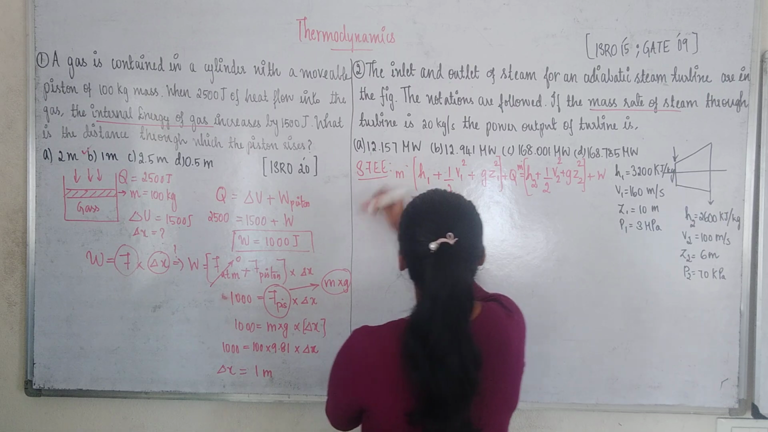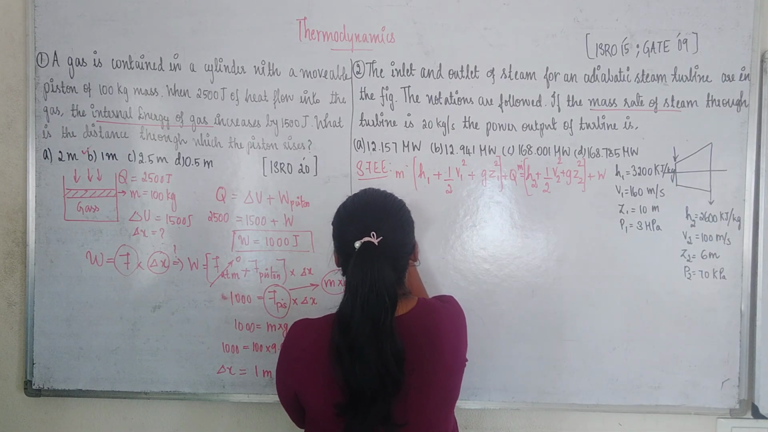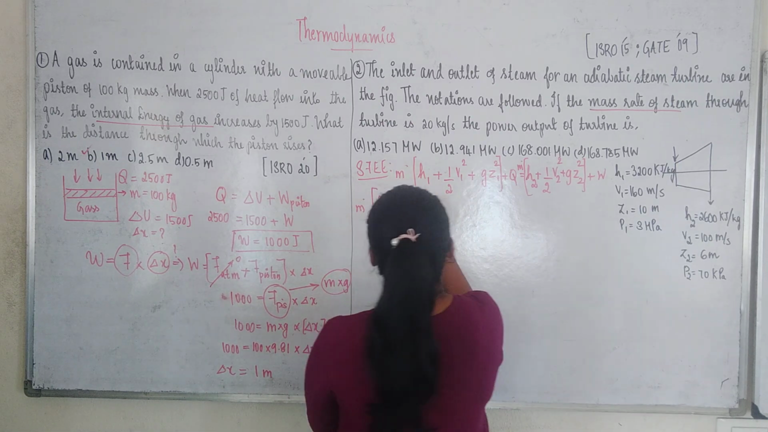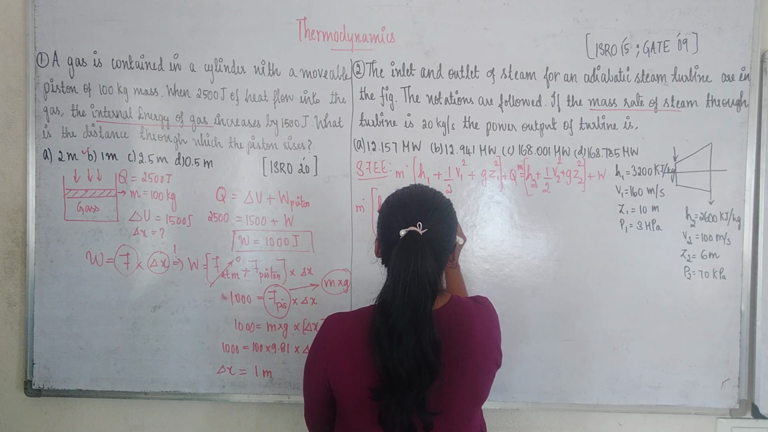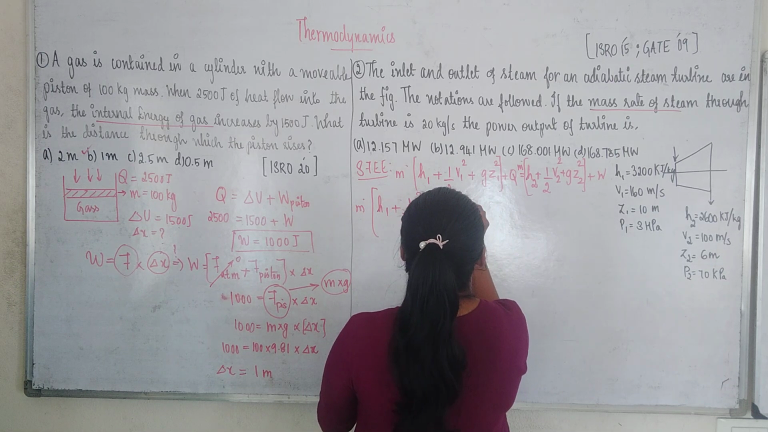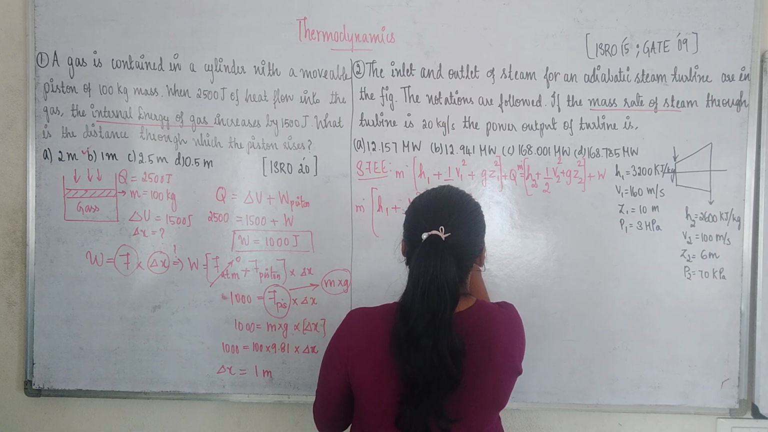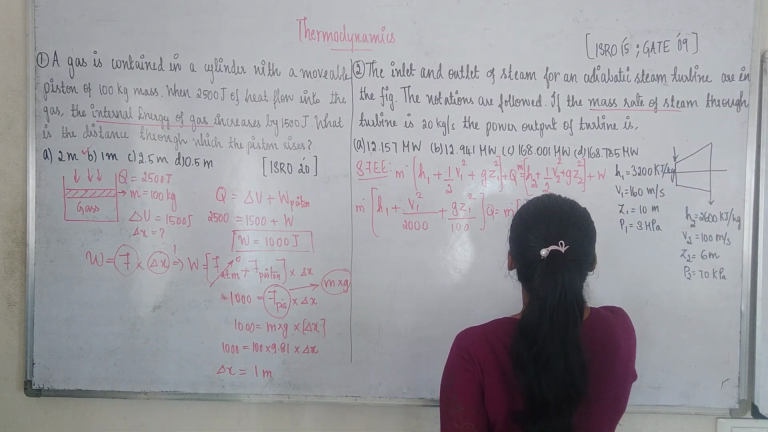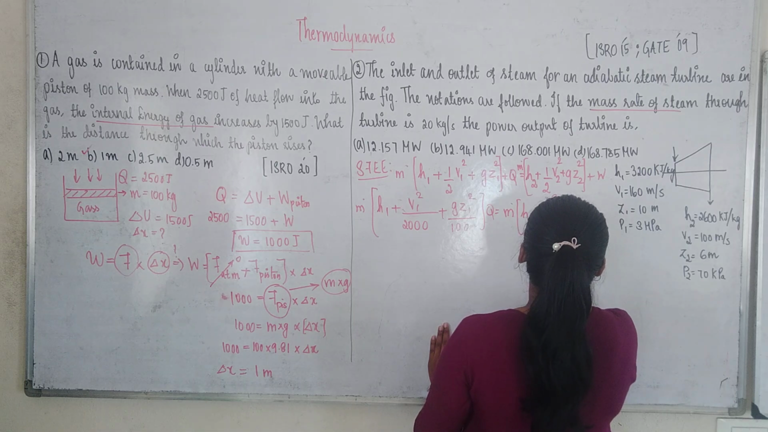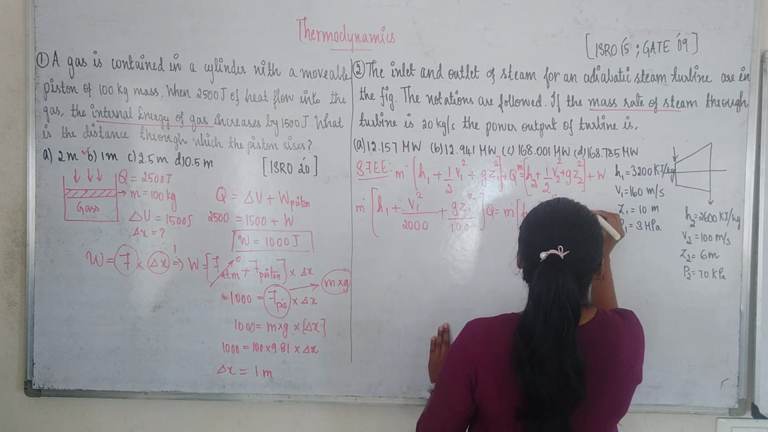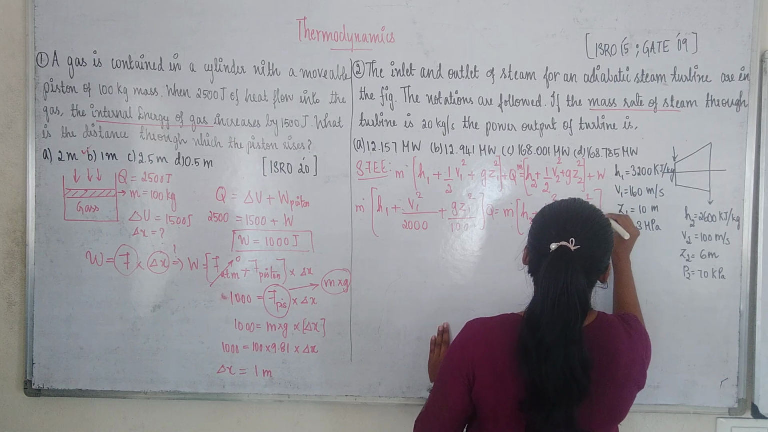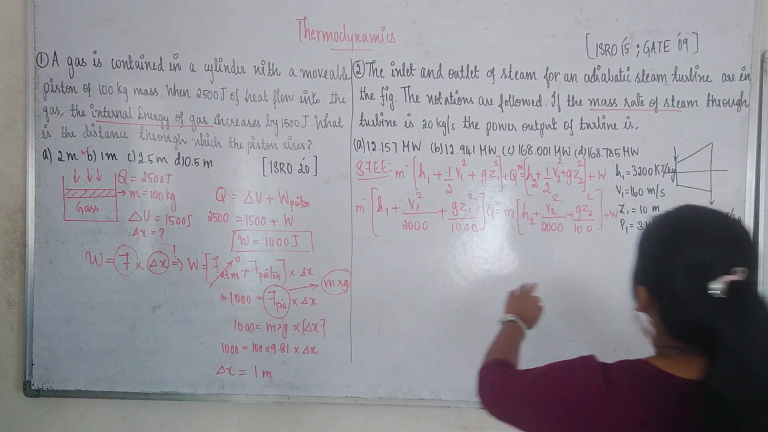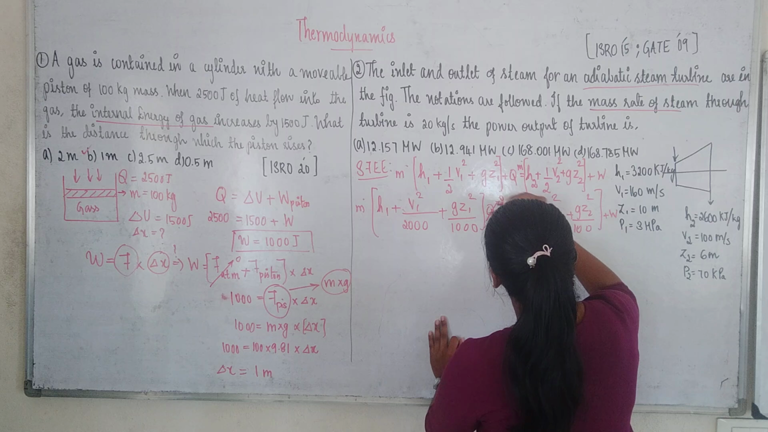Now when we take it in unit calculation, we get it as m dot into H1 plus V1 square by 2000 plus G Z1 by 1000 plus Q, which is equal to m dot into H2 plus V2 square by 2000 plus G Z2 by 1000 plus W. Here 1000. Since it is adiabatic steam turbine, Q will be equal to 0.